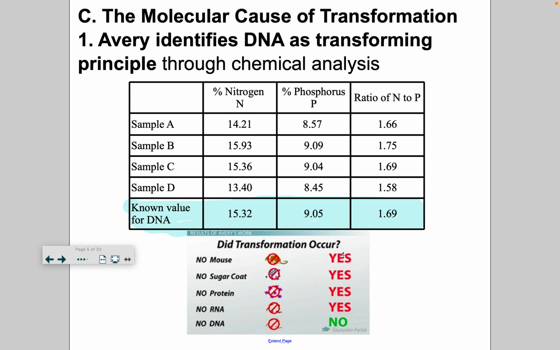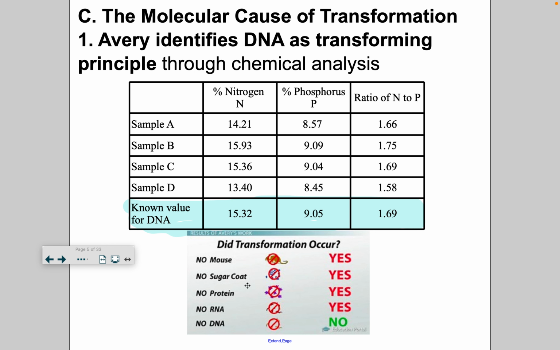He said, okay, did transformation still occur even though I didn't inject it into the mouse? Maybe we tried a different organism. Maybe we just analyzed it in the petri dish. Transformation occurred. Okay, so the mouse had nothing to do with this special ability.